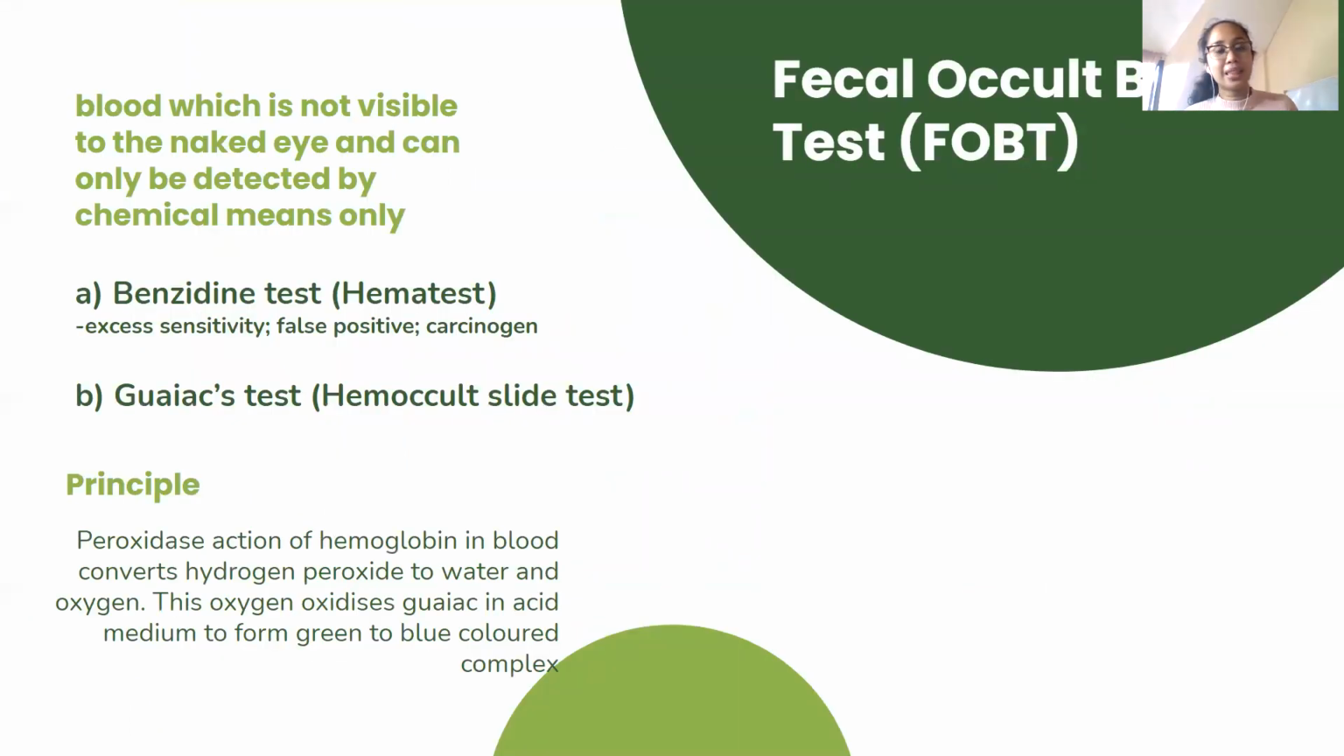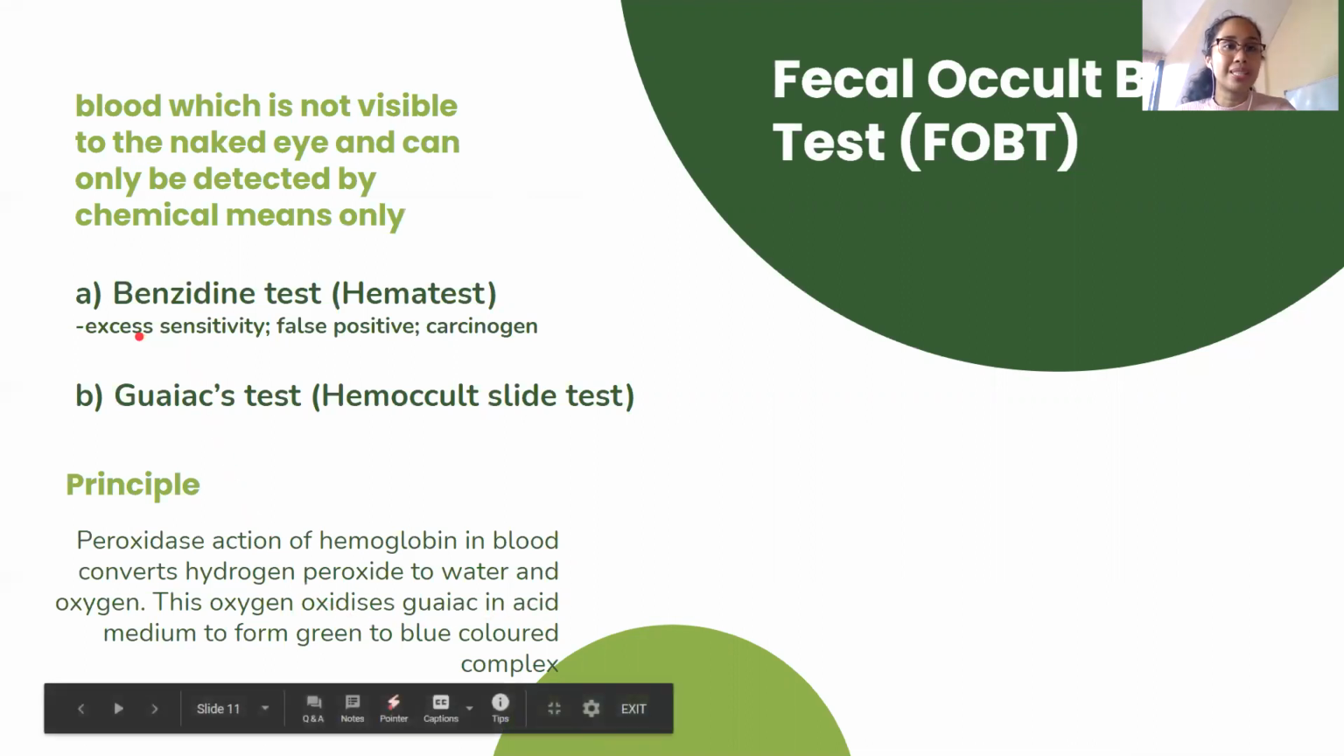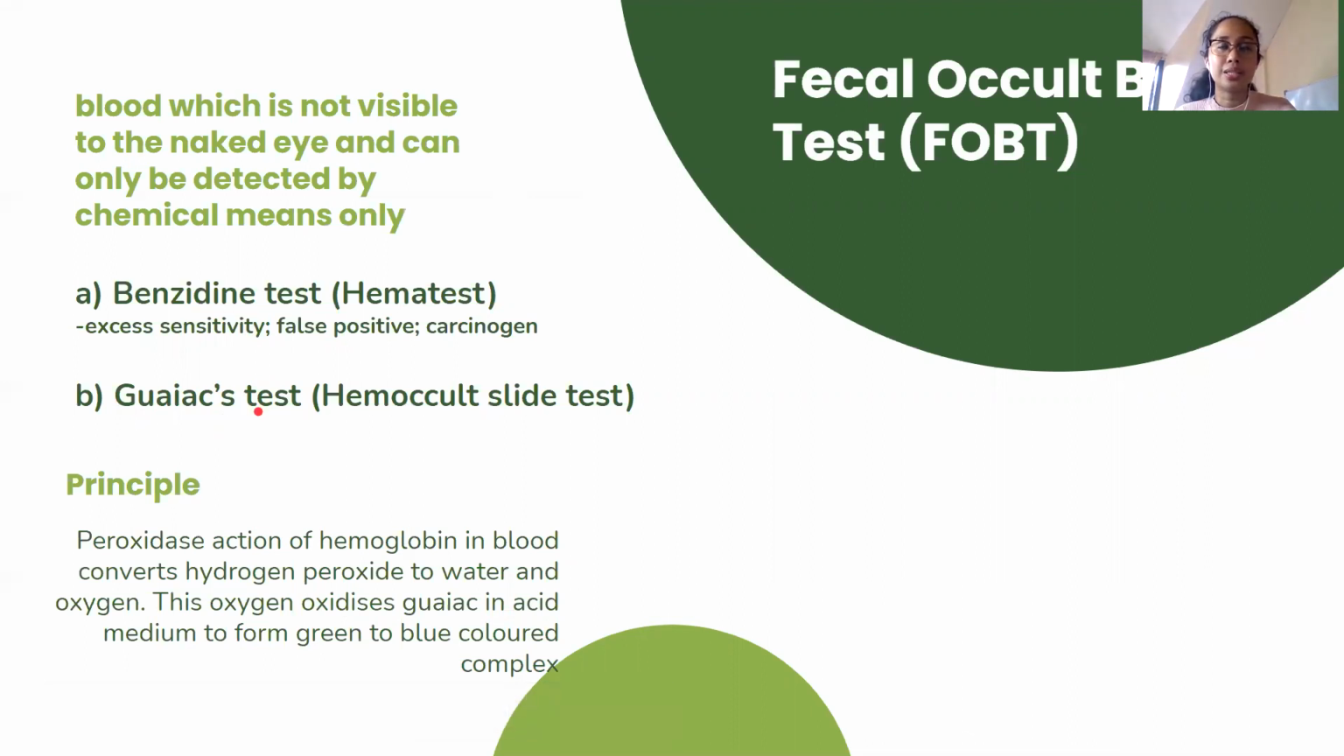So, class, the main thing that we examine chemically is your fecal occult blood. This is blood that cannot be seen by the naked eye but only detected by chemical means. So, class, we have two main tests. We have the benzidine test and the guaiac test under your FOBT or occult blood test. Because in the hospital, class, sometimes it's called FOBT.